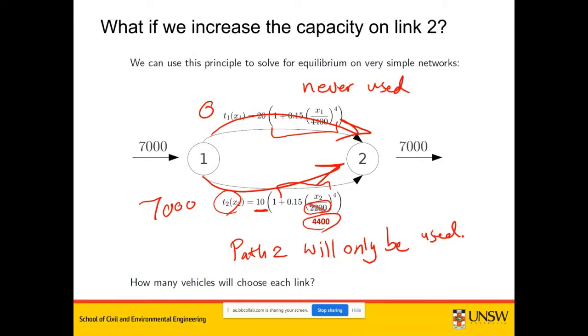Because if it had an equal or lower travel time, people would have switched to that route, right? But in this case, because path 1 has a very high travel time, everybody is using path 2. So at the equilibrium point, people are still happy with path 2. Nobody is going to switch to path 1 because it has a higher travel time. And there's no other option. So yes, we're at the equilibrium point.